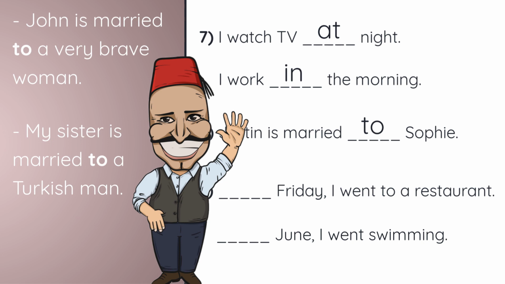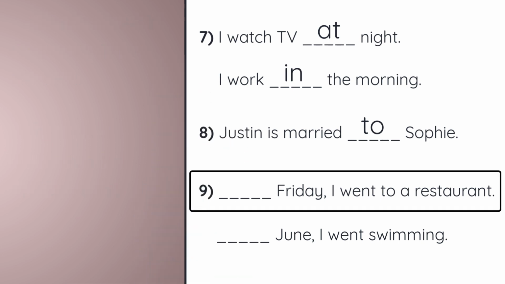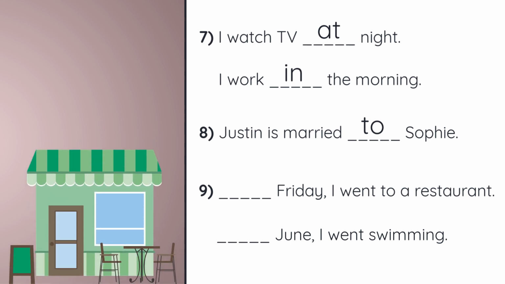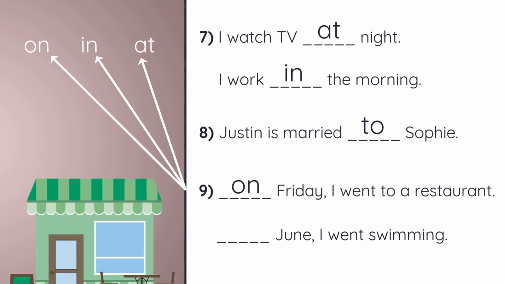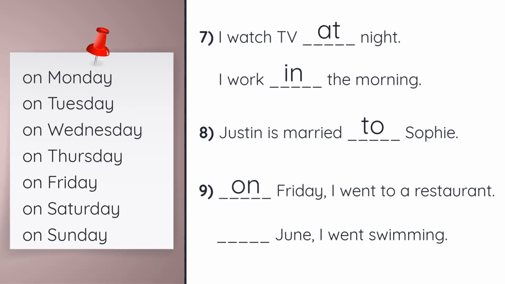Let's look at another place where learners often make mistakes. That is with the day of the week. Friday, I went to a restaurant. Should this be at Friday, in Friday, or on Friday? If you said on Friday, you're correct. On Friday, I went to a restaurant. So when we are talking about days of the week, we use on. On Monday, on Tuesday, on Wednesday, on Thursday, on Friday, on Saturday, and on Sunday.